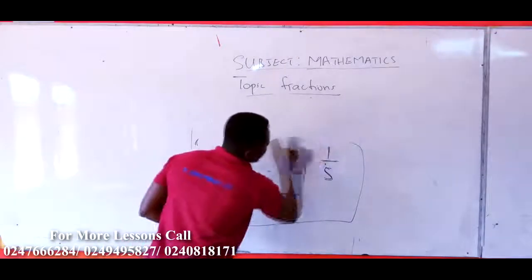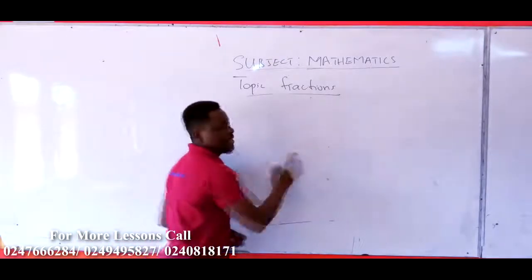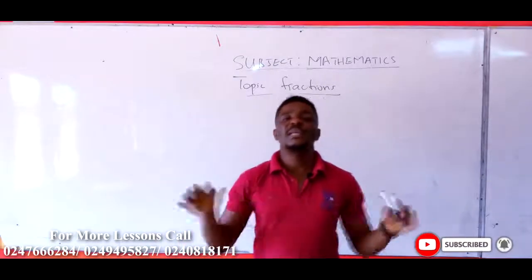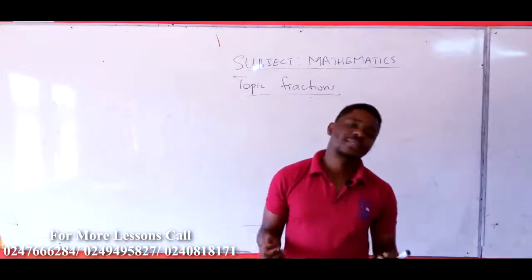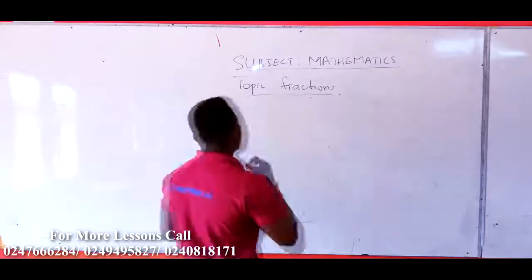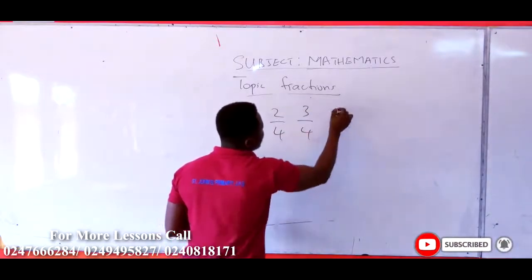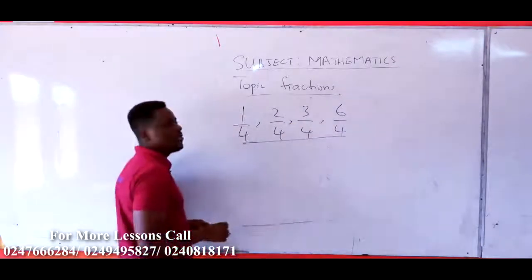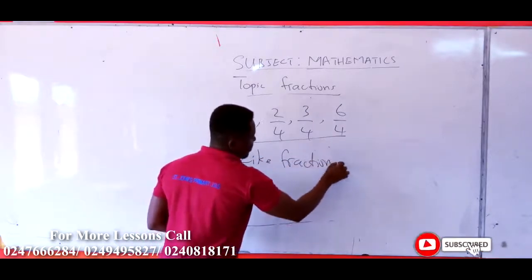Now, the next type of fractions I want us to look at is what we call like fractions. What is like fractions? Like fractions simply means that the denominators of the fractions are the same. Unlike fractions mean that they have different denominators. I repeat, with like fractions the denominators are the same. Okay? So because they have the same denominators, the bottom number, we say they are like fractions.